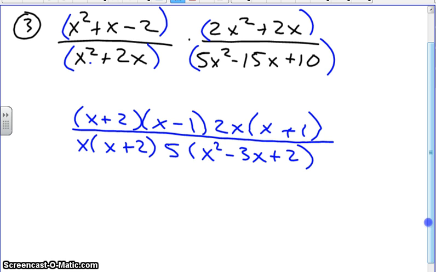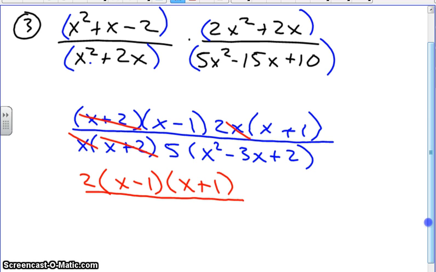Okay. So shall we simplify a little bit here? Sabrina, where can we simplify? Good. There's a factor and there's a factor. We can factor further. Can you cancel the x and the x? Yes, because those are factors. Good. And so let's write what's left. We have 2 times x minus 1 times x plus 1 over 5.